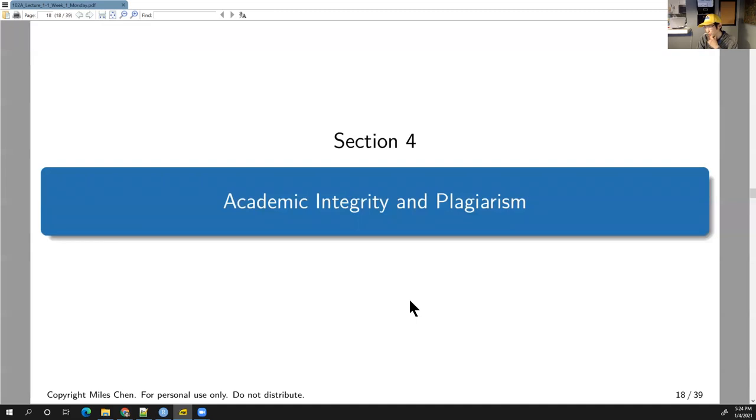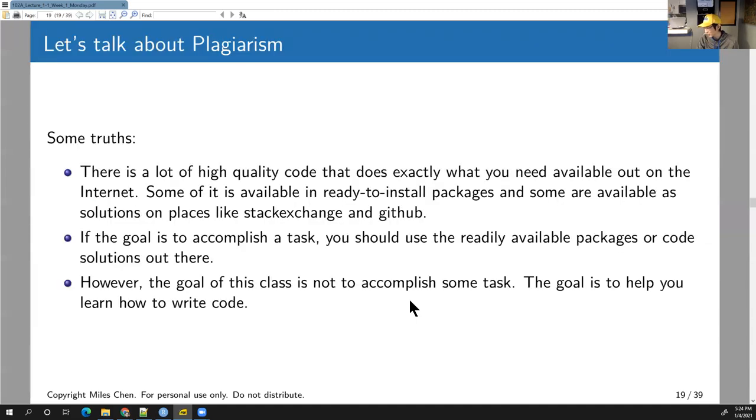This brings me to the topic of academic integrity and plagiarism. It's the talk that I have to give at the beginning of the course. The truth of the matter is that for a lot of the assignments I give you, there's already some high quality code out there that does exactly what you need, okay? I think in your first homework assignment, I say find the prime factors of a number, okay? If you search how to do a prime factorization code, there are gonna be hundreds of results and some of them are gonna be really good and do exactly what you need, okay? And you know what? If the goal is you just need to accomplish a task, then yes, you absolutely should use the package or the code solutions out there, right?